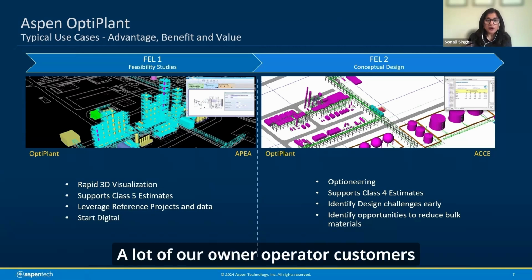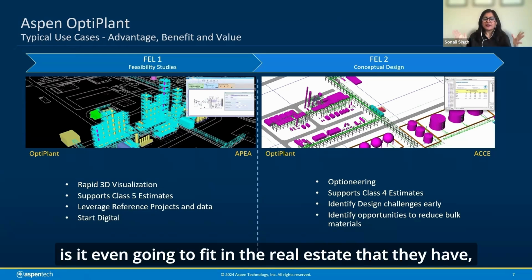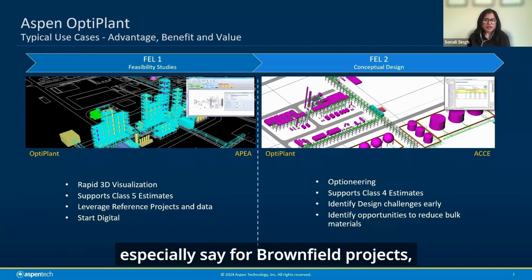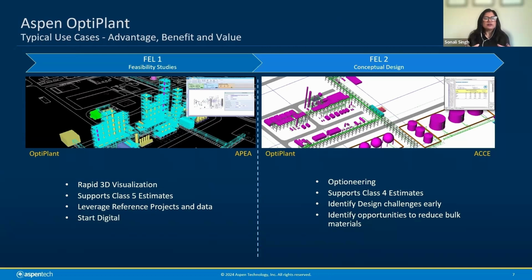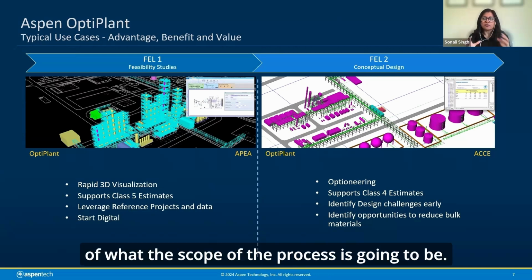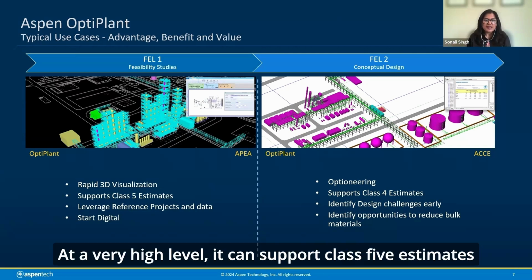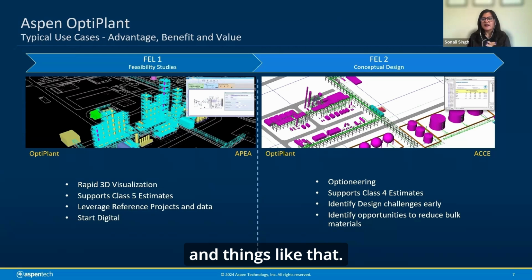A lot of our owner operator customers use OptiPlant very early just to look at, is it even going to fit in the real estate that they have, in the site that they're trying to build on, especially say for brownfield projects. Just trying to get a high level 3D visual of what the scope of the process is going to be. At a very high level, it can support class 5 estimates that you might be doing based on historical data and things like that.